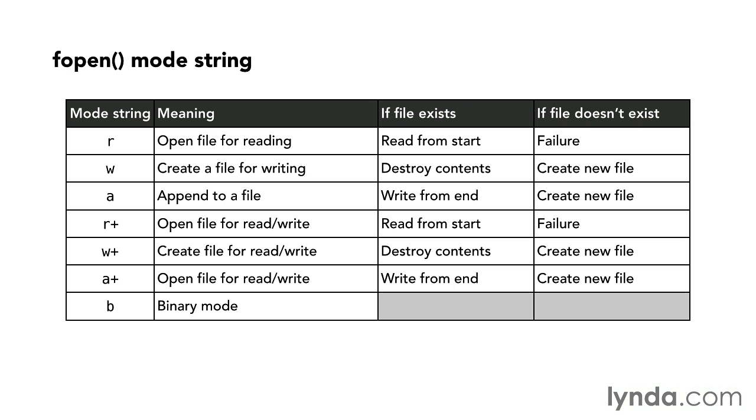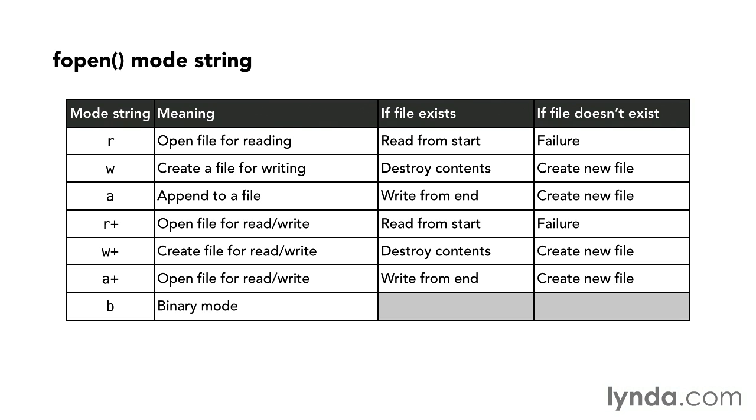Then there's this final mode string flag, which is the letter B, and that'll be combined with any of these other ones. And this is for binary mode. And this is because text files are handled differently in different operating systems. So without the B, the system will assume it's a text file, and your operating system may or may not decide to translate file endings. One major operating system that does translate file endings is Microsoft Windows.